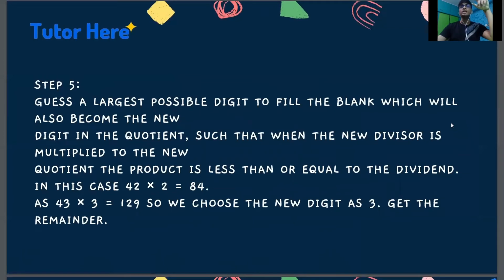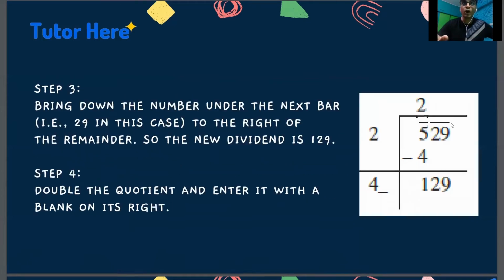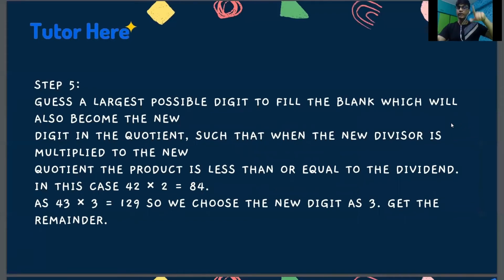Step 5. Guess the largest possible digit to fill the blank, which will also become the new digit in the quotient, such that when the new divisor is multiplied by the new quotient digit, the product is less than or equal to the dividend. Okay, let me simplify. What we have to do is fill the blank beside 4 in such a way that if we multiply it with the number which is filled, we get a number which is less than or equal to 129. So 43 into 3 is 129 and 42 into 2 is 84.